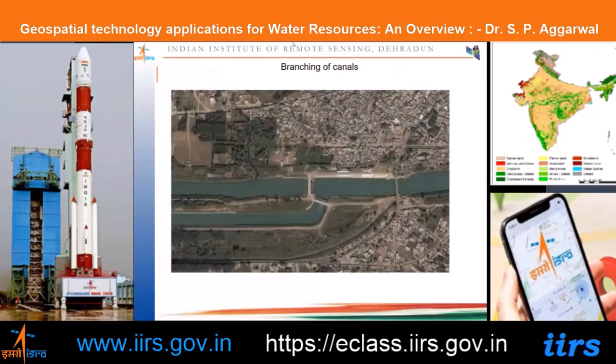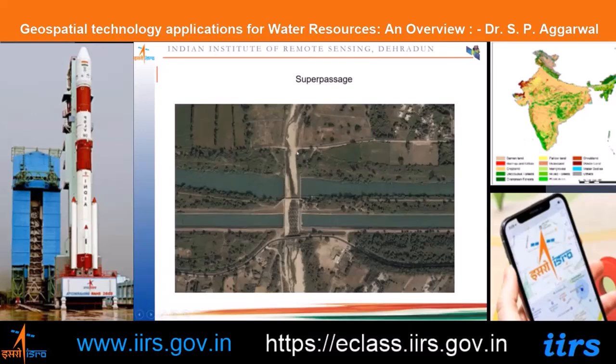Okay. Branching of the canal is visible. This is what? Superpasses. The river is flowing over the canal. So these are the superpasses. It means you can do the infrastructure mapping of an entire canal command using remote sensing data with high resolution. So based on this, a project was given by the Ministry of Water Resources to ISRO.